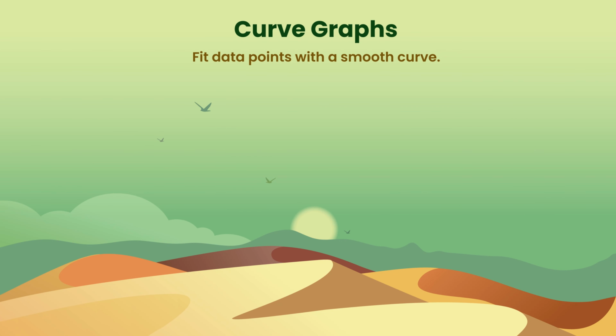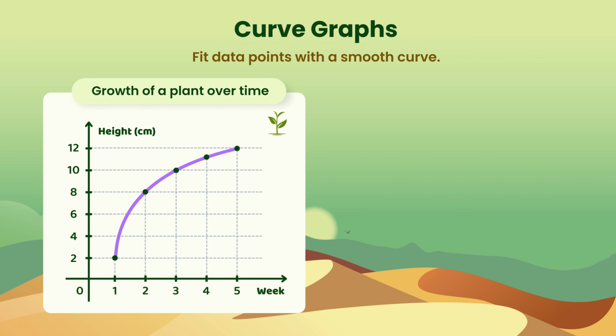Sometimes it makes more sense to fit the dots with a smooth curve. Then, you have a curve graph. For example, to show the growth of a plant over time, the x-axis represents the week since planting, and the y-axis shows the height of the plant. This curve graph shows that the plant grows quickly initially, and then slowly levels off.